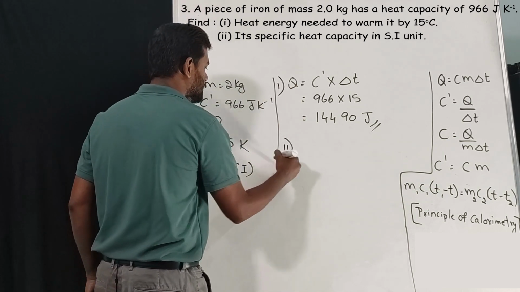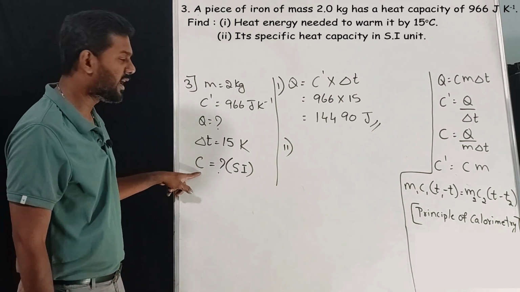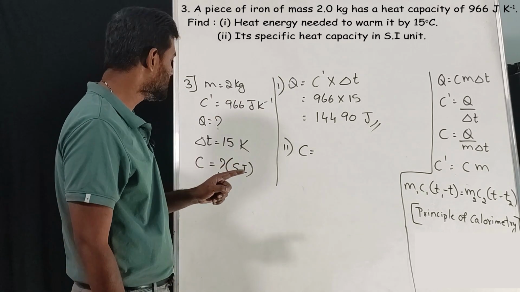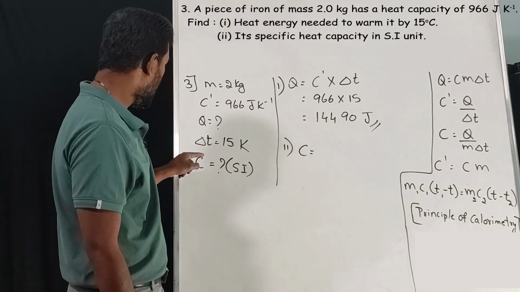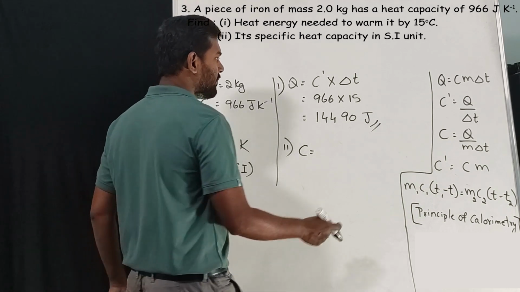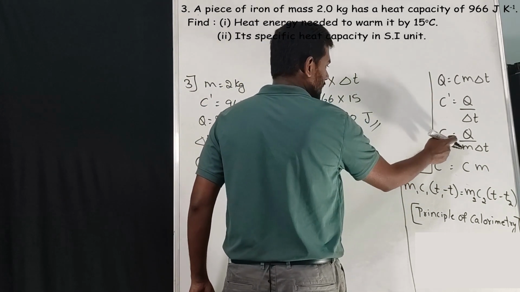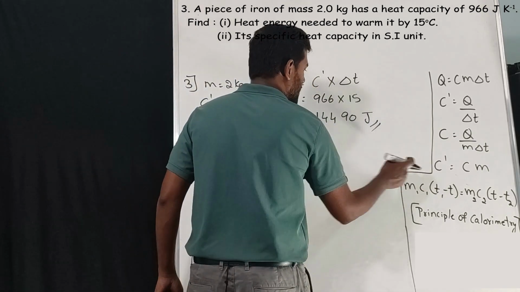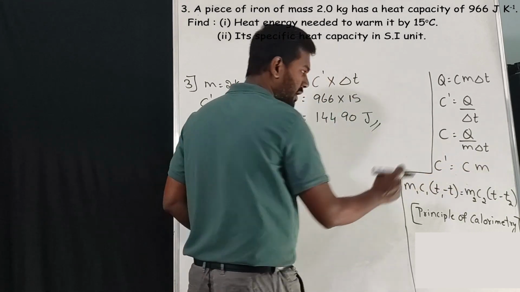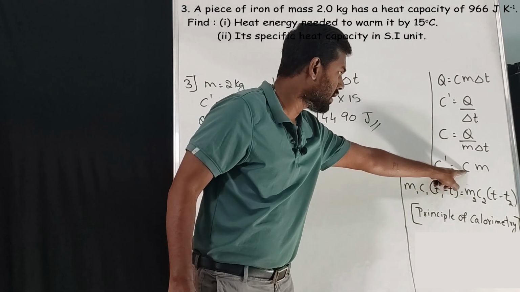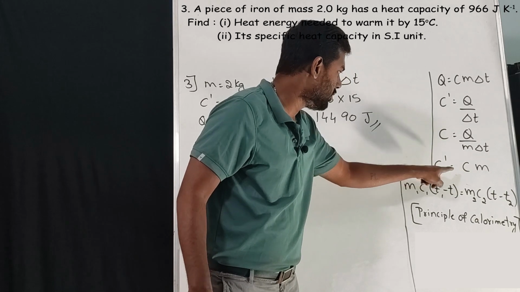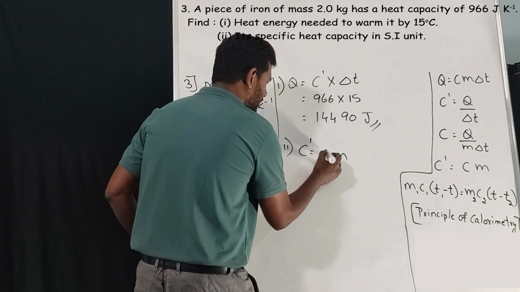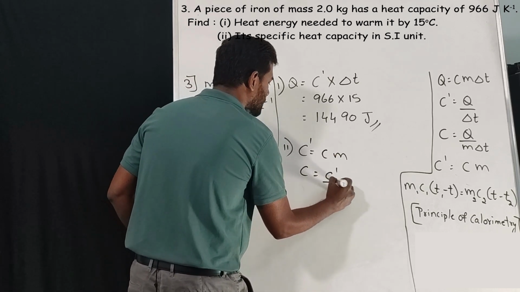Second sub question, we need to find specific heat capacity. To find specific heat capacity, we have many formulas. You can make use of Q, mass and delta T also. See here, you can use this formula or you can use this formula, whichever is easier for you. We'll go for this one only. See, C dash is equal to C into M. Specific heat capacity we want. Specific heat capacity is equal to C dash divided by M. Correct? See, this is the main formula.